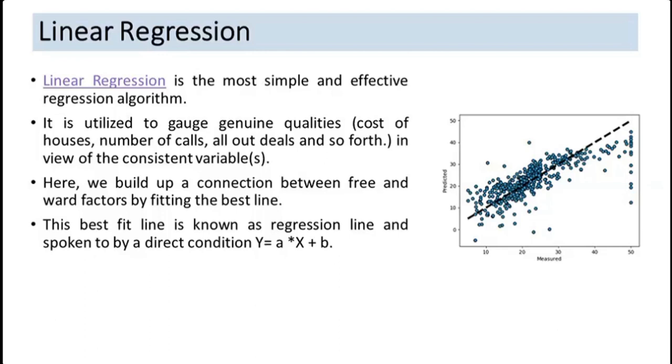Here we need to build a connection between the independent and dependent factors by fitting a baseline, which you can observe as the black line in the shown diagram. This is the best fit line. We also call it the regression line, and it has the equation y = ax + b. That is the equation of a line. The data is separated into two classes with the help of this regression line.